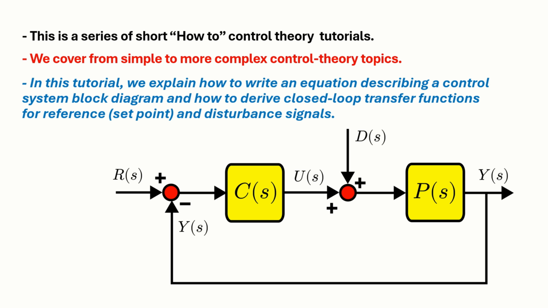This is a series of short how-to control theory tutorials. We will cover from simple to more complex control theory topics. In this particular tutorial, we explain how to write an equation describing a control system block diagram, shown over here, and how to derive closed-loop transfer functions for reference, which is a set point, and disturbance signals.